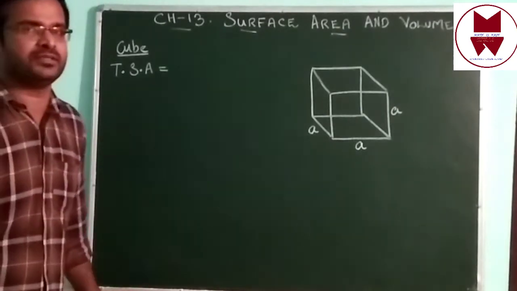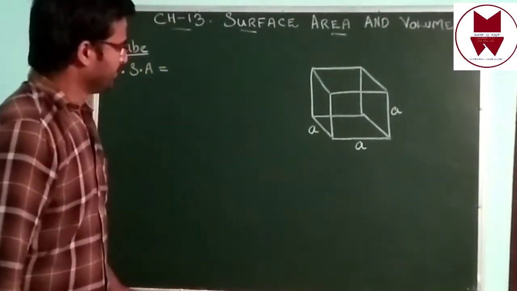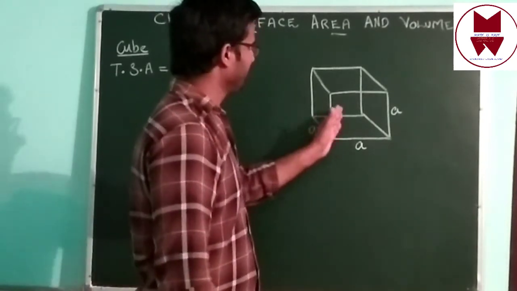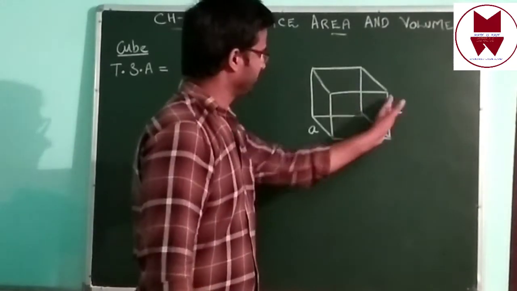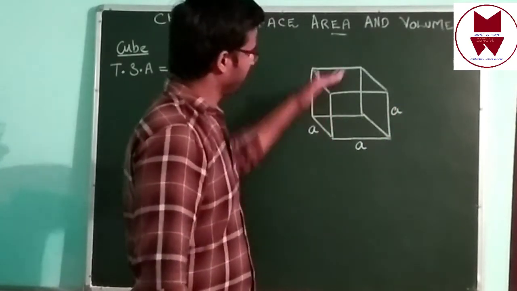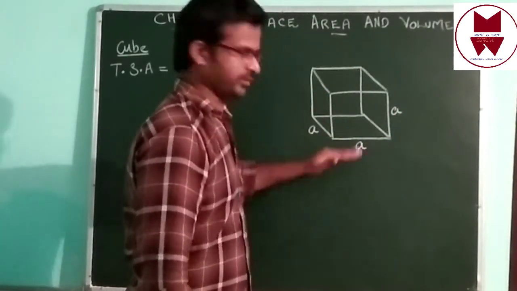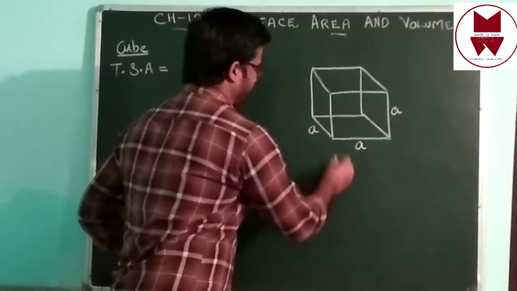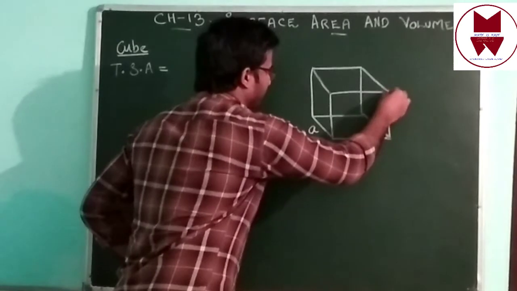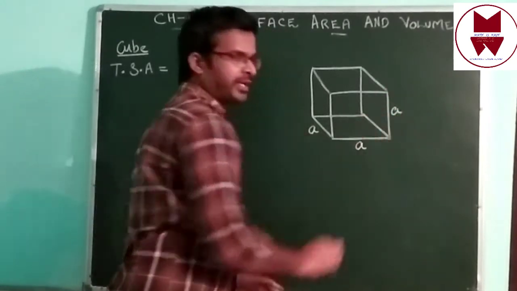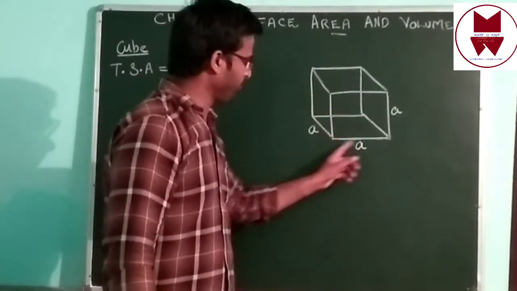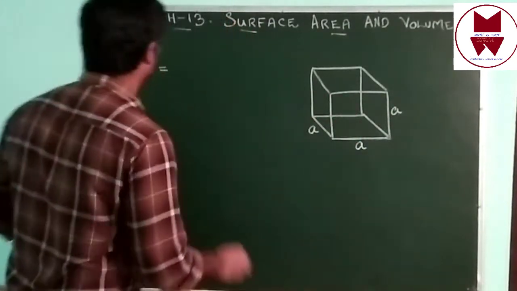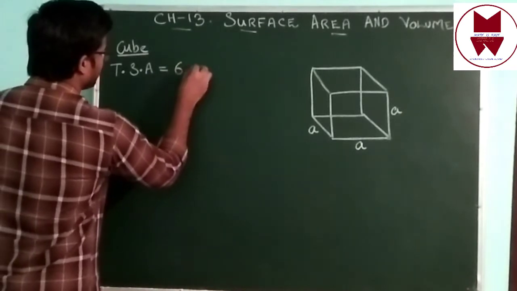TSA means total surface area. In this cube, how many faces are there? You can see total 6 faces. 1, this side 2, back side 3, then 4, then upside 1, downside 1. Total 6 faces, isn't it? And then area of one face. Length is A, height also A, A into A, A square. That means area of one face is A square. That means 6 faces, total area will be 6A square.